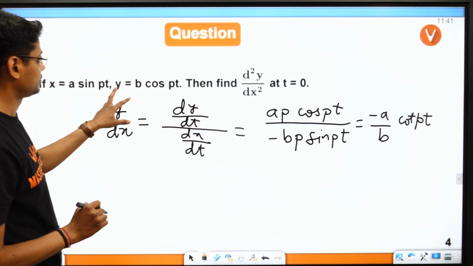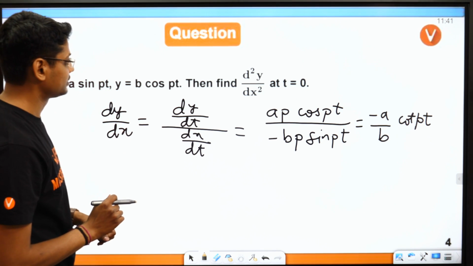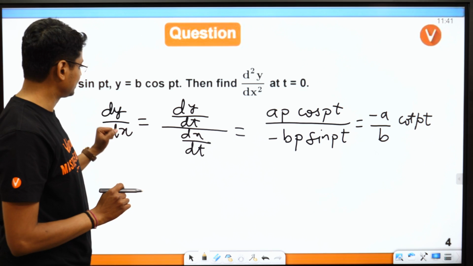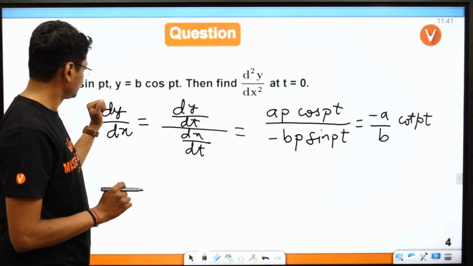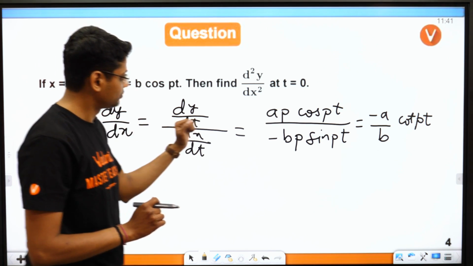Okay, we have kind of reversed it. So basically this becomes ulta.